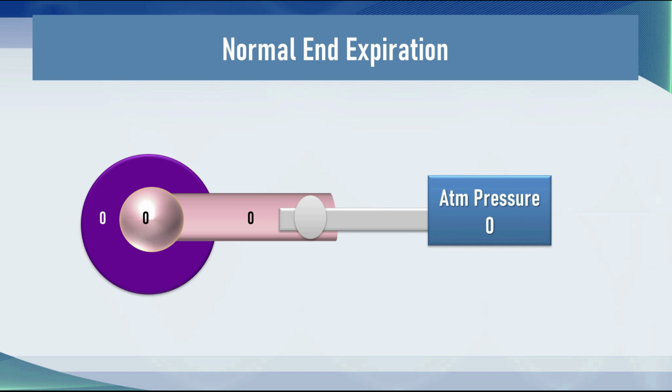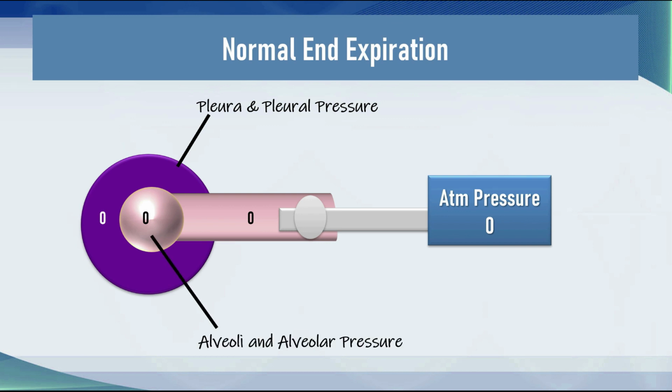In this cartoon, the entire lung is represented by pleura and the pleural pressure, the alveoli and alveolar pressure, the bronchi and the bronchial pressure. Now, normally at end expiration, all of those pressures are equalized and they are in and around atmospheric.